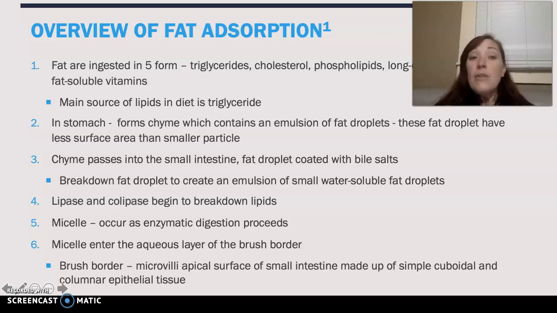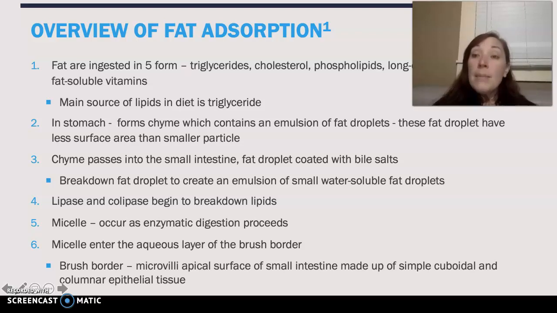So in the stomach, there forms chyme, which contains an emulsion of fat droplets. And the churning of the stomach helps disperse these fat droplets throughout the chyme. Now, these fat droplets have a really small surface area. They actually have a smaller surface area than particles that are of much smaller size. And this is because they are lipid soluble, obviously they're fat, and they're in an aqueous solution. So they basically have a form that tries to touch the least amount of the aqueous solution possible. And that is not a form that is really efficient for the enzymes to be able to access them so they can break down the fat.